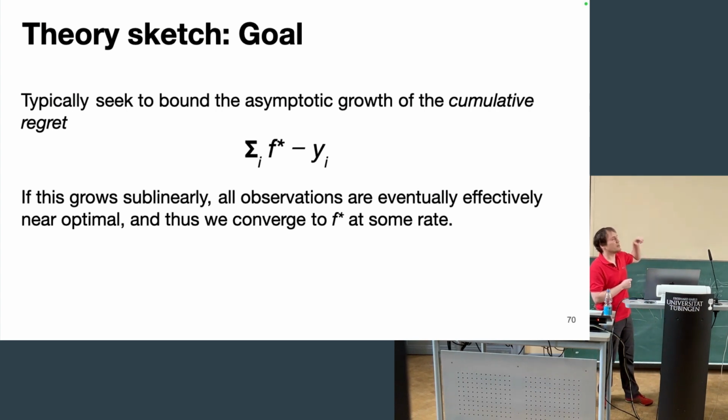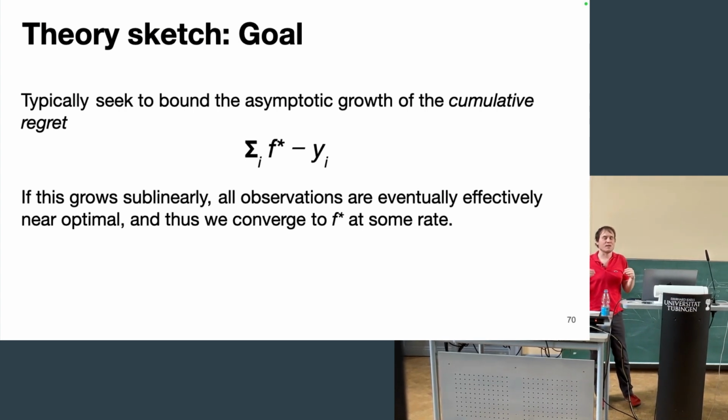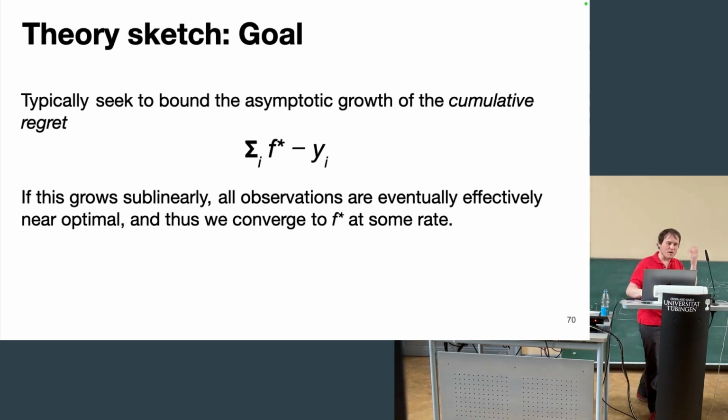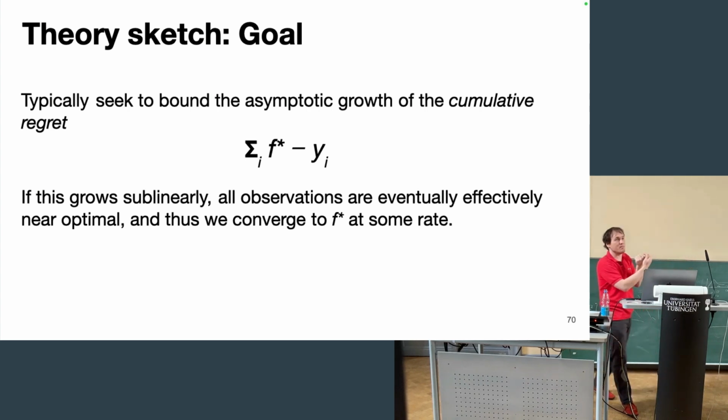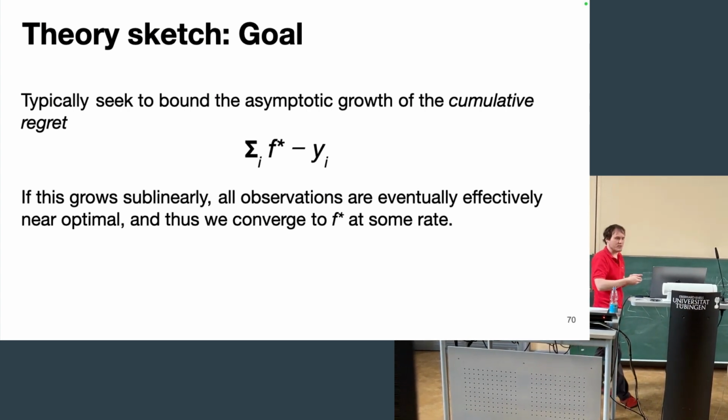If this cumulative regret grows sublinearly, then the conclusion I can draw is that the observations I make are eventually going to be effectively near optimal. If you normalize this cumulative regret by dividing by n, then what we see is that the average function value that I'm observing is going to converge to the global optimum. And so by reasoning about the asymptotic growth of this cumulative regret, I can conclude, A, that I converge to the optimum, and B, the rate at which that convergence happens.